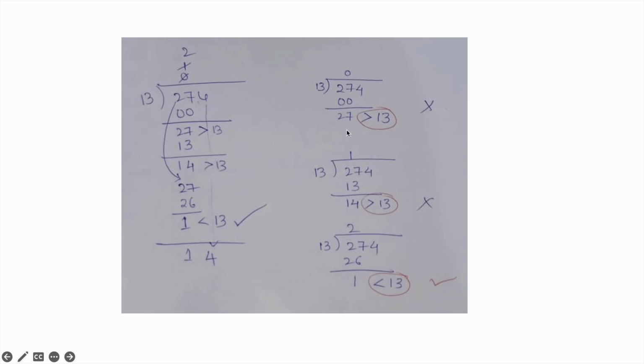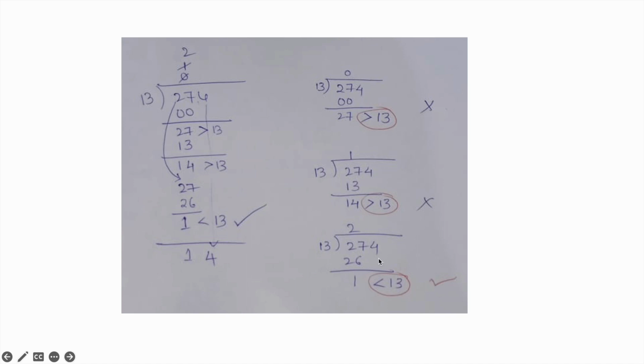13 zeros is 0, and the subtracted value is 27, which is greater than 13. So the quotient cannot be 0. Well, let us assume 1 as the quotient. 13 ones are 13. The subtracted value is 14, which is again greater than 13. So 1 is also not the quotient. Next, 13 twos are 26. The subtracted value is 1, which is less than 13.